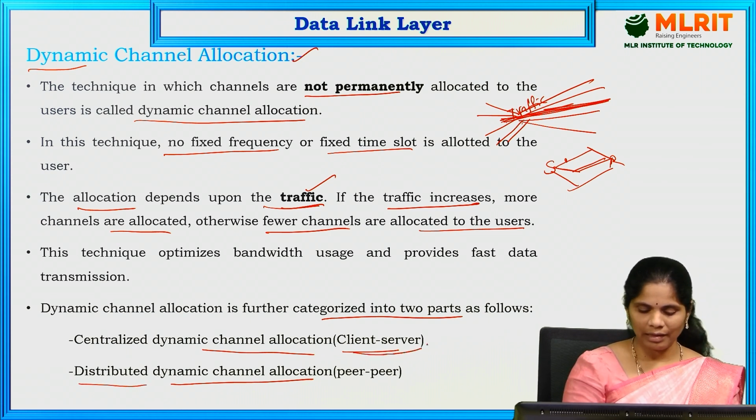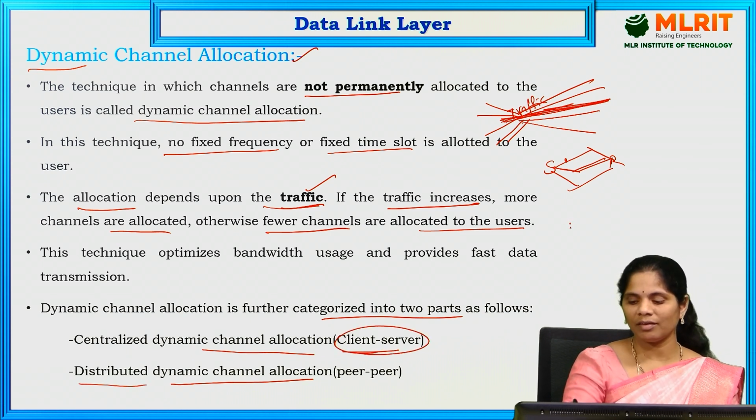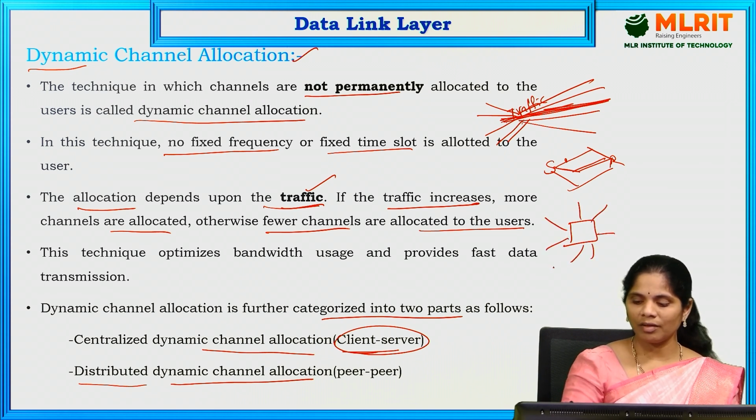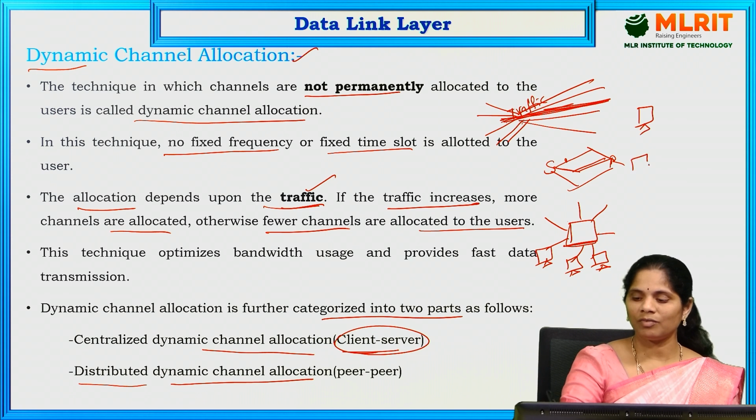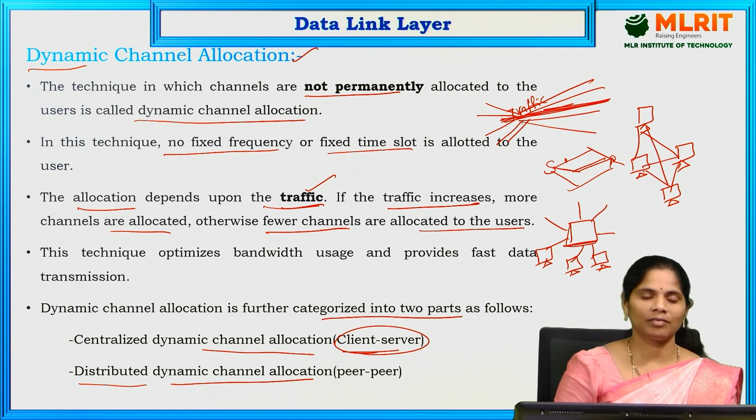Centralized is like a client-server model. Here the server is there, the channel is there, and all users are connected to it. These are the different users, and based on this server only we are sending the data. That is centralized dynamic channel allocation. Distributed dynamic channel allocation means every user is distributed, like a peer-to-peer connection. Everyone is connected to all other devices. That is distributed channel allocation. These two come under dynamic channel allocation.